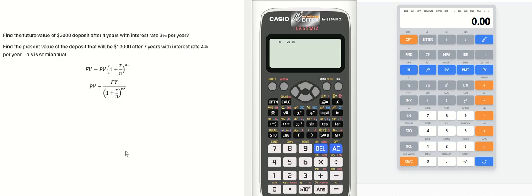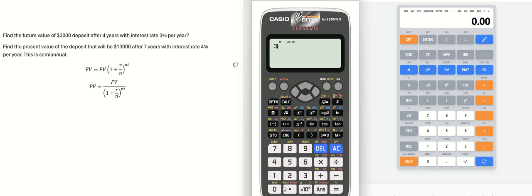So today I want to show you how to apply the formula inside the calculator. Question number 1. We need to find the future value of 3,000 US dollars deposited after 4 years, with an interest rate of 3% per year. This one is annual, and we need to apply the formula in here. So if I put this one, it should be like this.